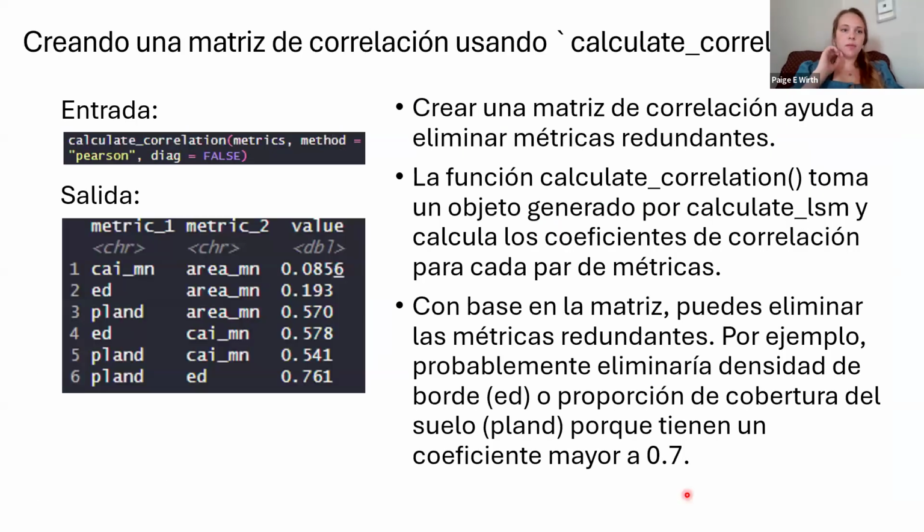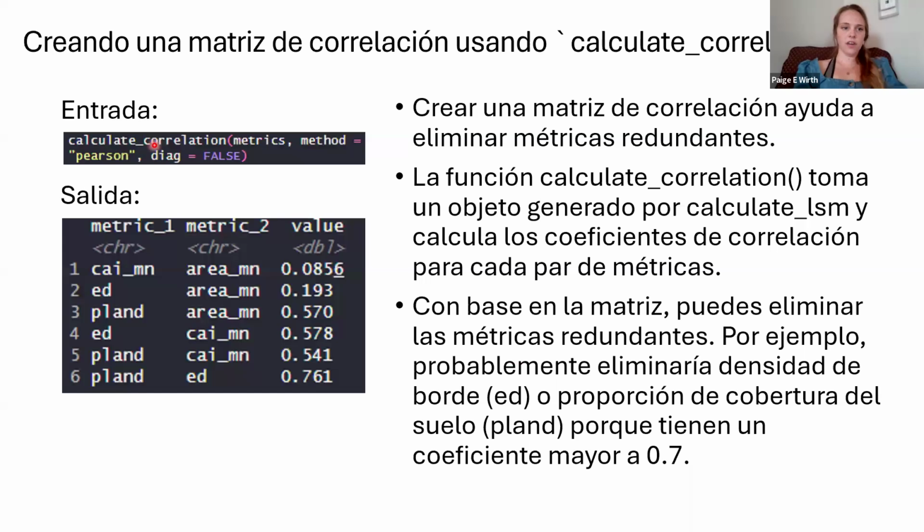All right. And this last function that I'm going to show you from the package is called the calculate correlation function. As I said in the beginning of this presentation, there are hundreds of landscape metrics available, and many of them are redundant. So one of the easiest things that you can do to narrow down your options is to create a correlation matrix and eliminate any of the metrics that are correlated with one another.